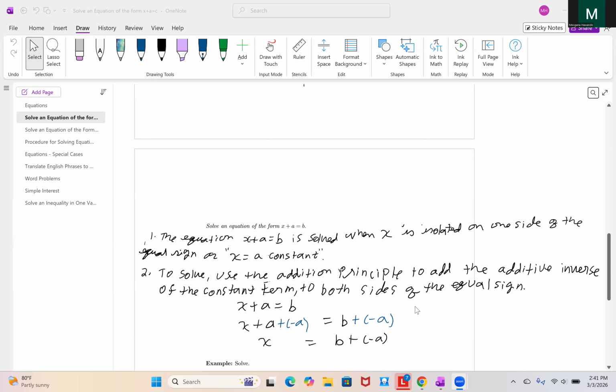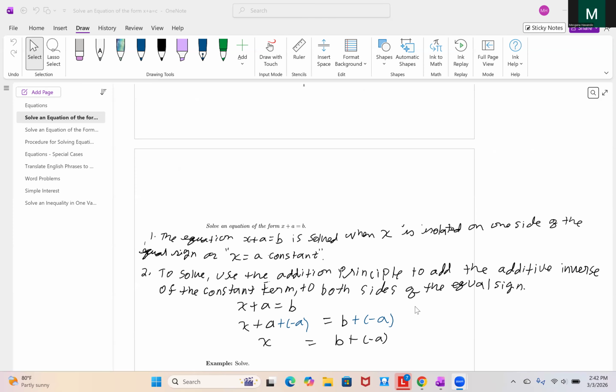Solve an equation of the form x plus a is equal to b. 1. The equation x plus a is equal to b is solved when x is isolated on one side of the equal sign as x is equal to a constant. By a constant, we mean just a number. X equal to a number.